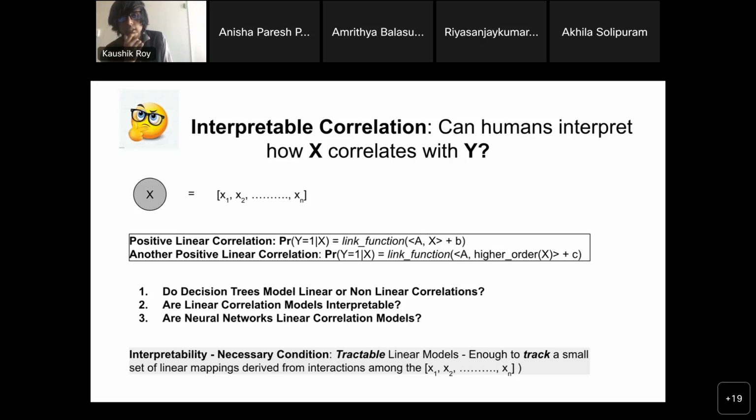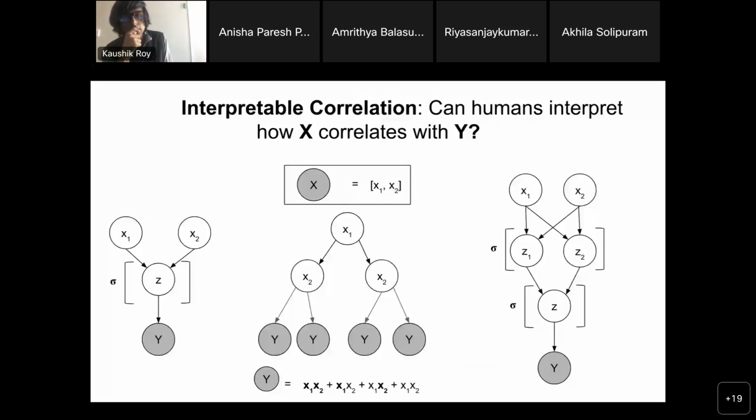So what about decision trees? Are decision trees linear models? So here you can see a two-level decision tree with two variables. And let's say x1 and x2 are Boolean variables, right? So you can write this out algebraically as x1 being true and x2 being true, or x1 being true and x2 being false.